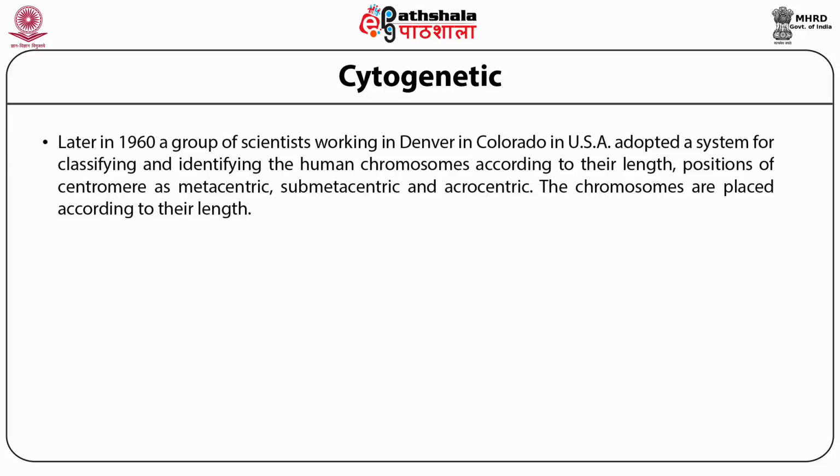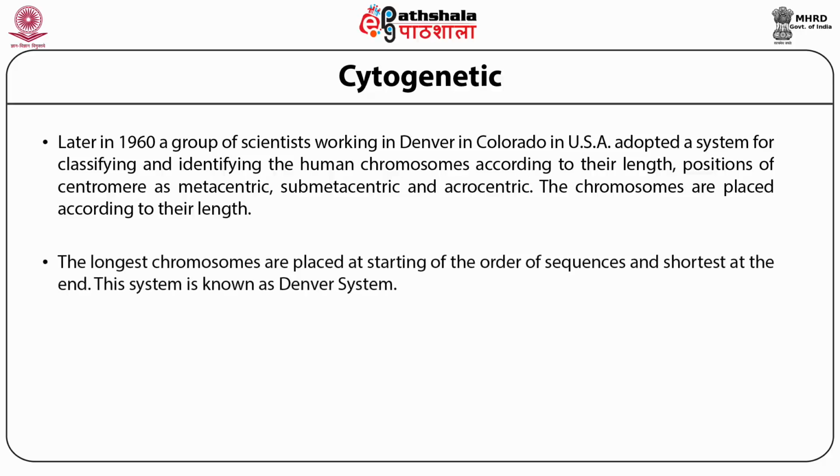Later, in 1960, a group of scientists working in Denver, Colorado in the USA adopted a system for classifying and identifying the human chromosomes according to their length and position of the centromere as metacentric, submetacentric and acrocentric. The chromosomes are placed according to their length. The longest chromosomes are placed at the start of the sequence and the shortest at the end. This system is referred to as the Denver system.